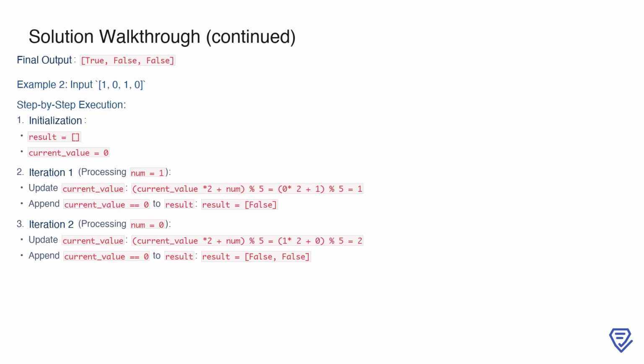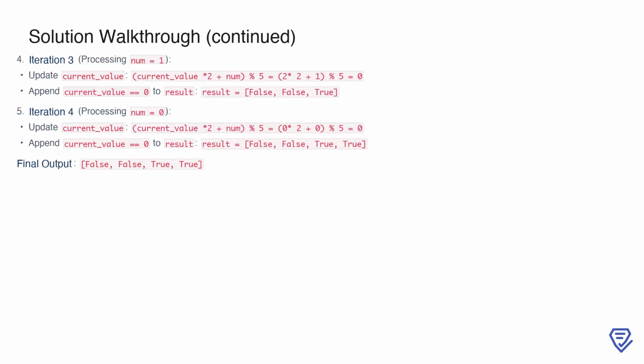For the second iteration, with number equals 0, we calculate 1 * 2 + 0, % 5, which results in 2. Again, current_value is not 0, so we append another false. The result list now contains false, false. So far, none of the prefixes are divisible by 5. In the third iteration, we process the number 1. The calculation, 2 * 2 + 1, % 5 evaluates to 0, meaning the current prefix is divisible by 5. As a result, we append true to the result.